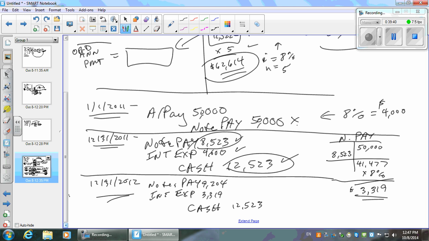What would the balance be? Well, how much would interest expense have been in total over the 5 years? What will it be? After the whole 5 years, if you added all 5 years together, what will the total interest expense be? I borrowed 50,000, I'm paying them back 62,614. What will the interest expense be? 12,614. Yes. You guys can figure this out, can't you? You can. It hurts your brain, but you can figure it out. You can do this, okay?